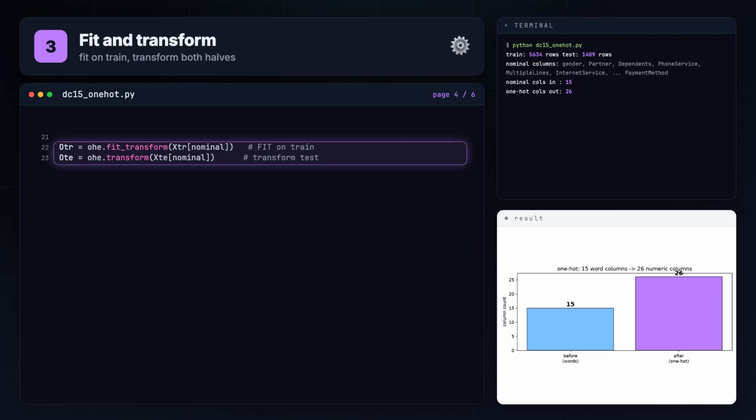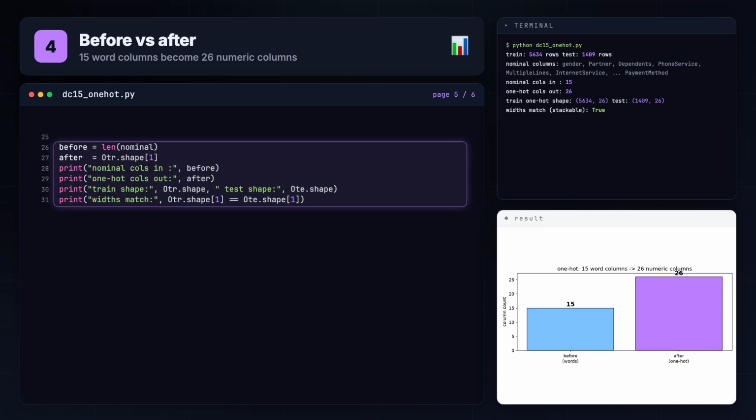Watch the width. A handful of word columns expands into a wider block of 0-1 columns. We print the before and after column counts, so the dimensionality cost is visible. One hot trades a few text columns for many numeric ones. We also assert train and test come out with the same width, which is what makes them stackable into a model.